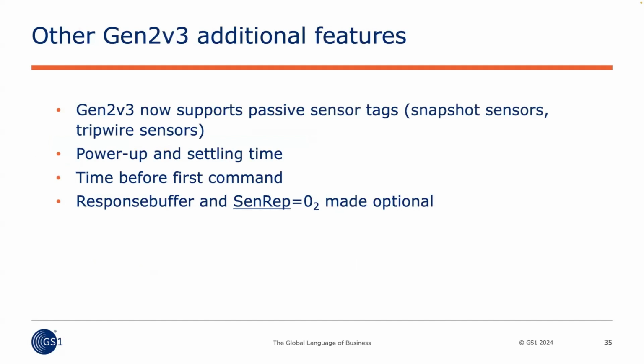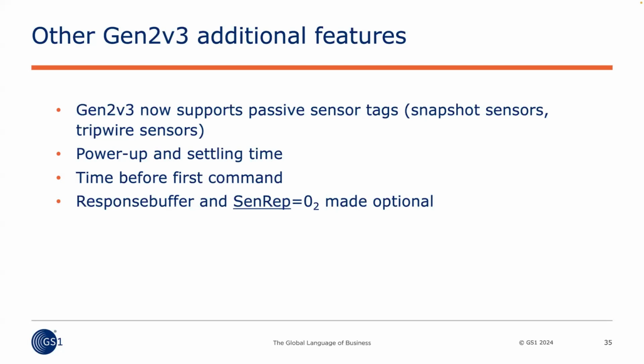Lastly, there are a few other features. We're not going to go into details here, but Gen2v3 has now aligned itself with the ISO version of the protocol spec. So it will support the passive sensor tags, whether they be the snapshot sensor class of sensors or tripwire sensors, which are commonly tamper detection or threshold sensors. There's a new power up and settling time that's been added into the protocol. Renee's actually going to talk a little bit about this.